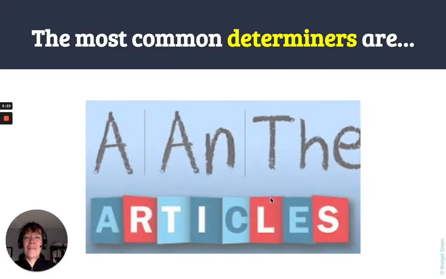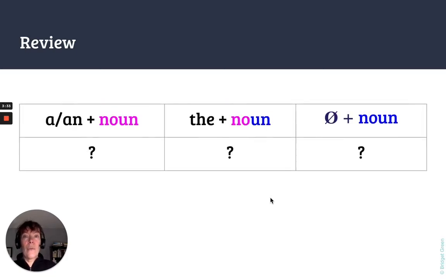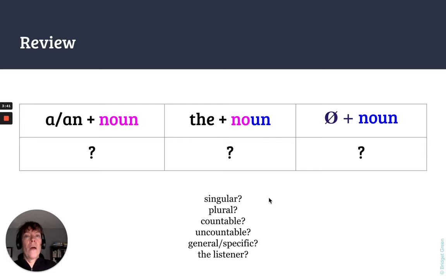Determiners are, oh, such a sweet dog. The most common ones, of course, are a, an, and the. We talked about this a little bit last class. I'm going to talk more about it. So this is review from our last class. Remember, we said that they're different. They are used differently. What do you remember about how they are used? Some are singular, some are plural, some are both. Some are countable, some are uncountable, some are both. And some are general, some are specific, and something about the listener. Can you remember that?